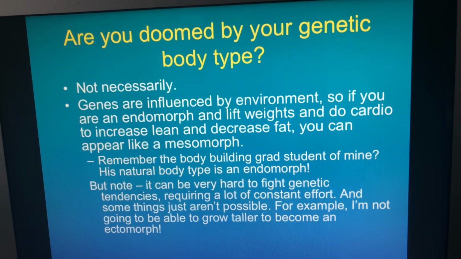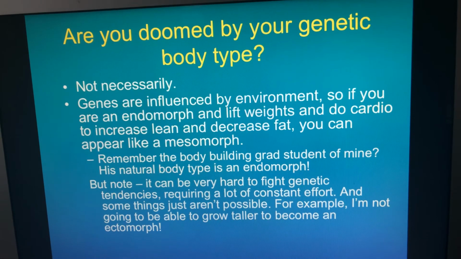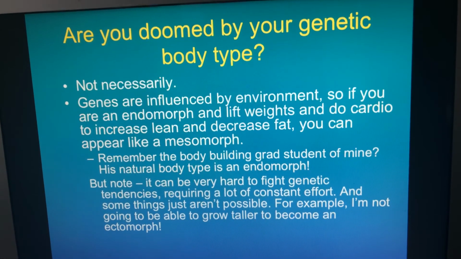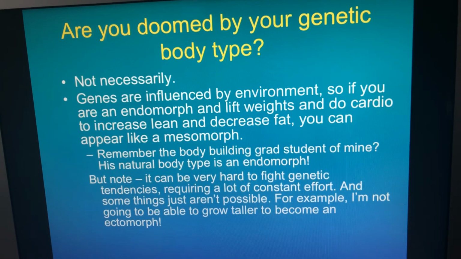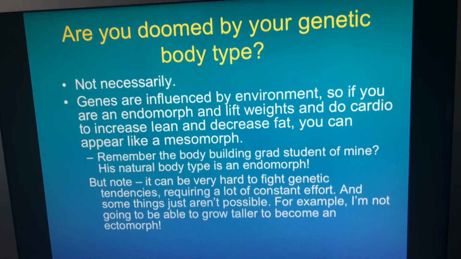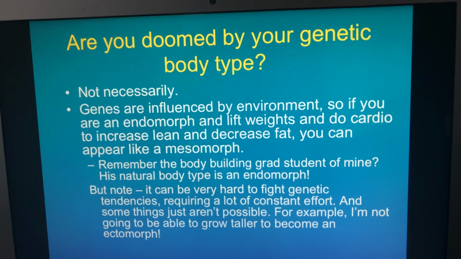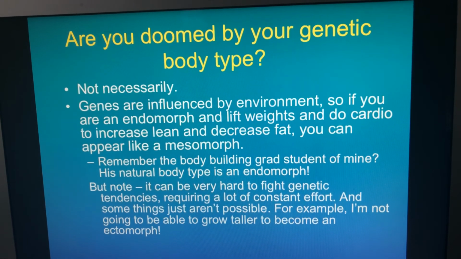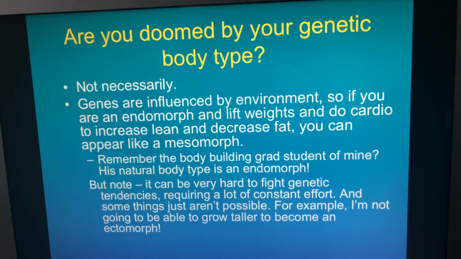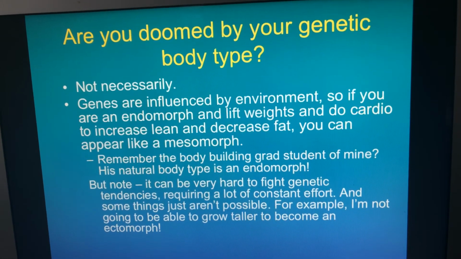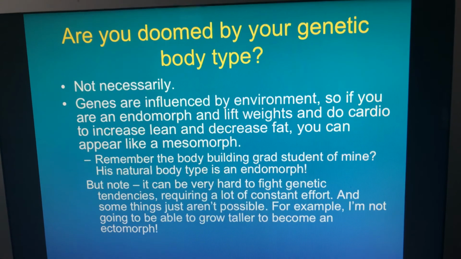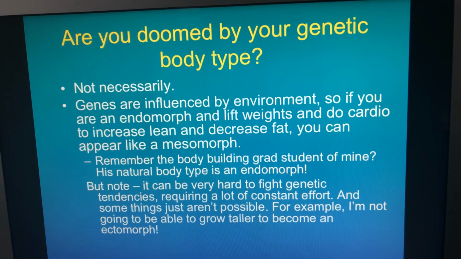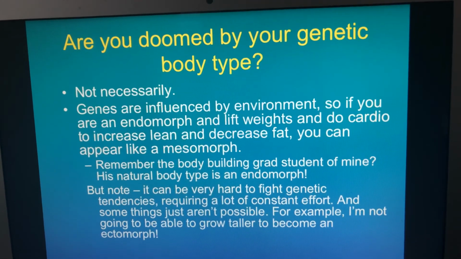Some people call it genetic penetrance. Some people have a stronger genetic tendency than others, so it would be really hard for them to fight their natural body type. For example, I topped out at 5'4" almost, and no matter what I do, that's my genetic potential. I'm not going to be able to do anything to get taller than that. And for some people, it's the same thing with their body type. There's a genetic limit to what they can do.